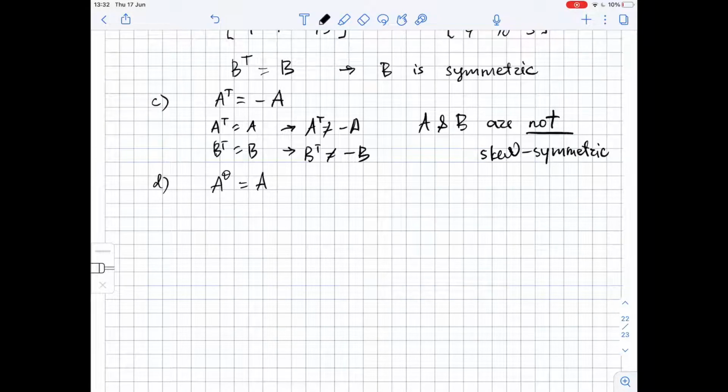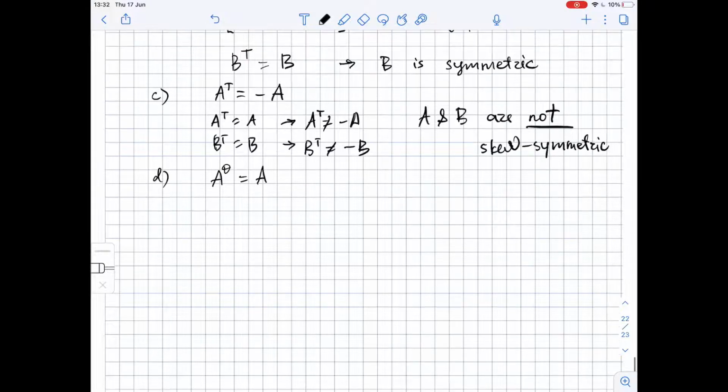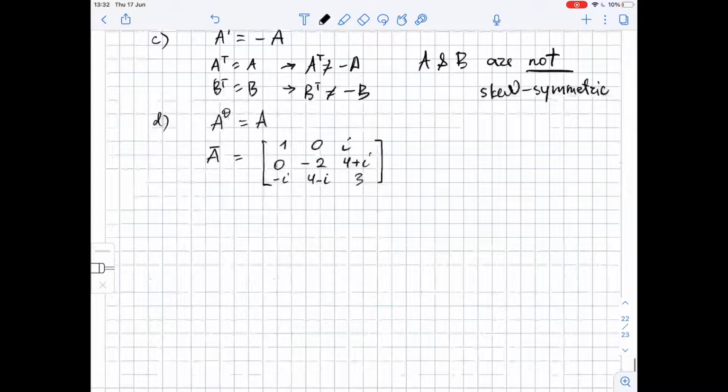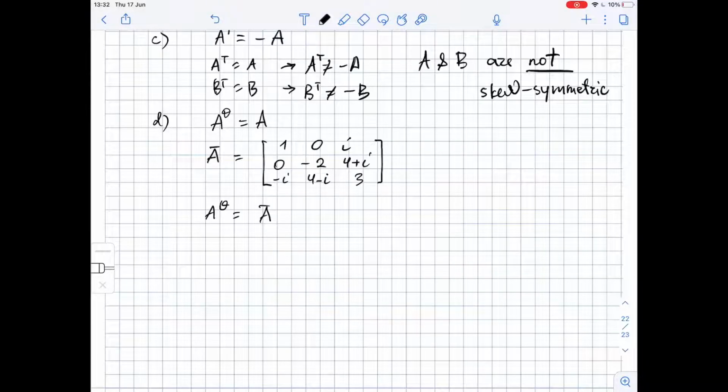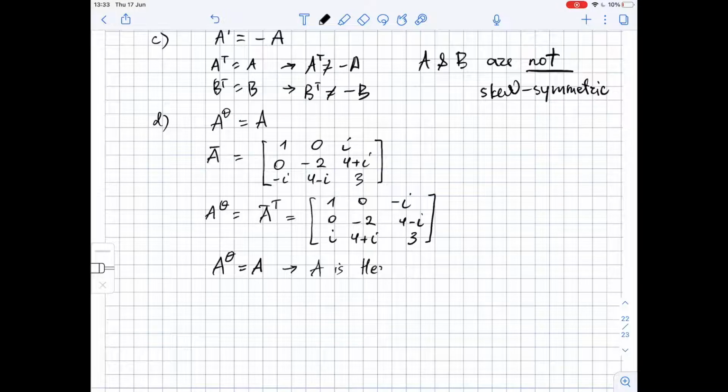To do so, we will find the conjugate of A, which equals 1, 0, i, 0, -2, 4 plus i, -i, 4 minus i, 3. So this equals the transpose of the matrix which we have found, and this is 1, 0, i, 0, -i, -2, 4 minus i, 4 plus i, 3. So we see that they are actually equal, so this condition is satisfied. That means that A is a Hermitian matrix.